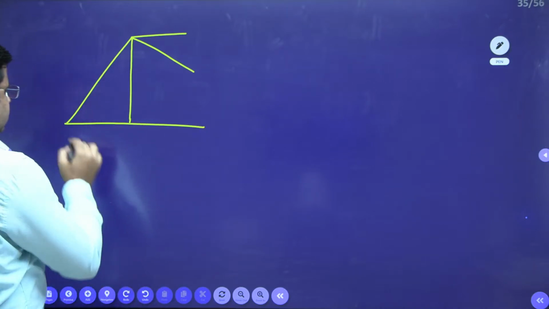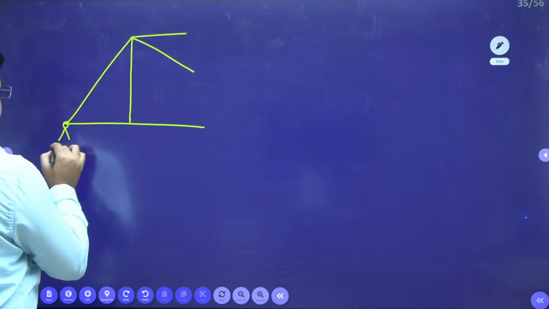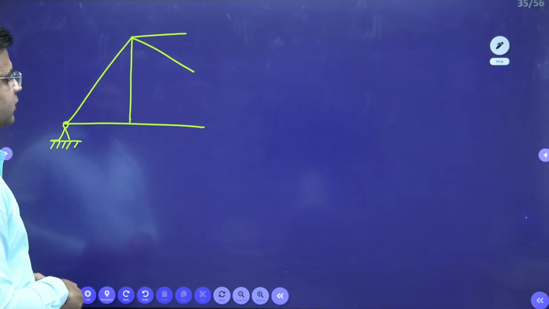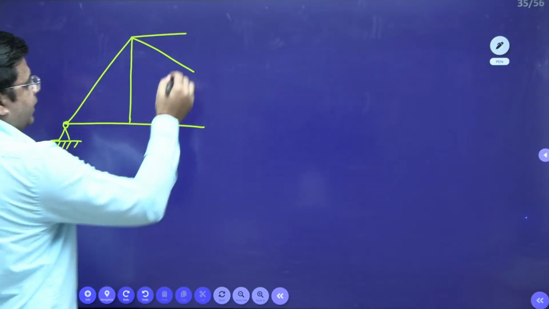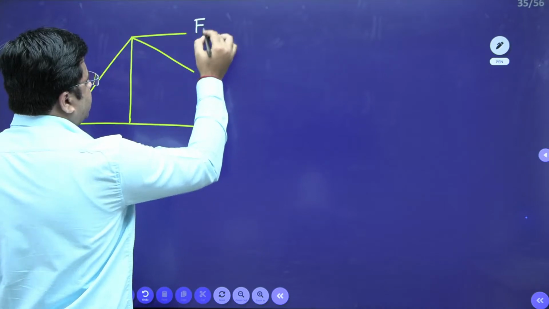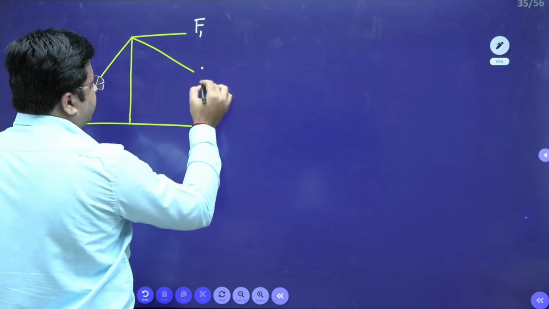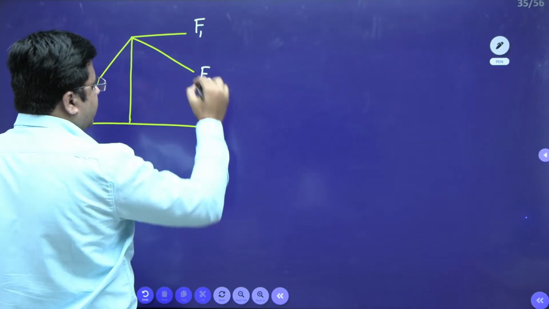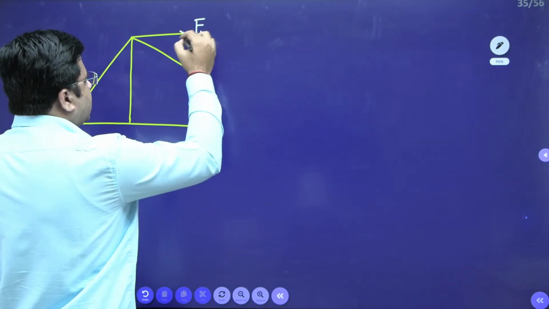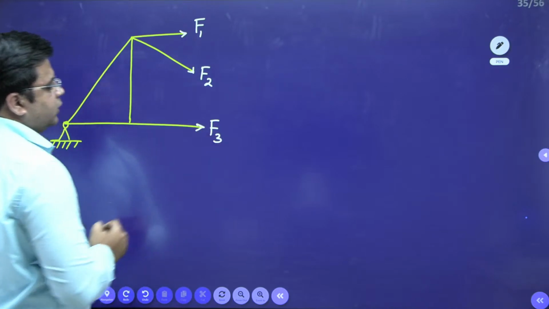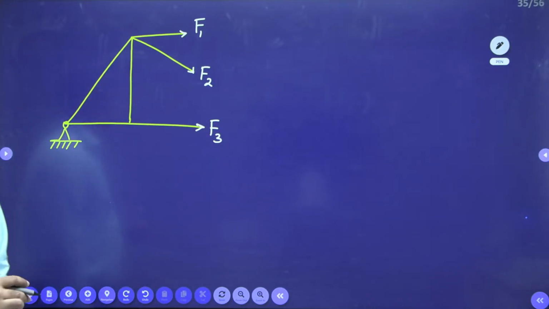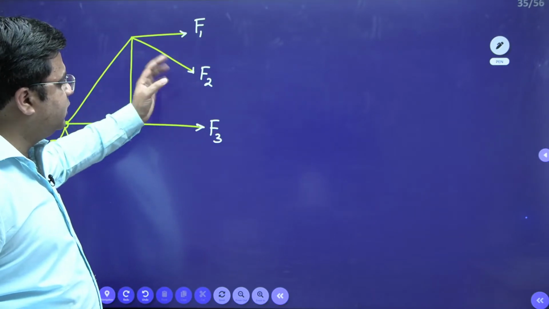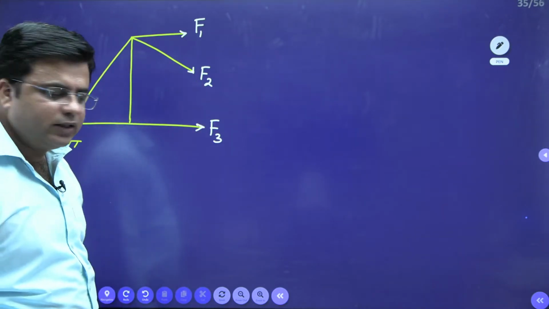So, this is the section that I took. After calculating the support reactions, the forces are F1, F2, and F3, right. These are the forces present in the members, and all of them are assumed to be tensile. The direction can be reversed while calculating the forces, that is no problem.